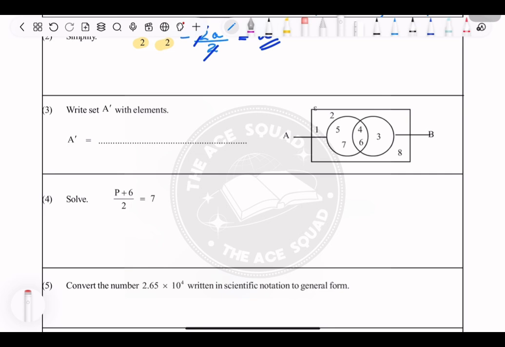Write set A dash with elements. So what does A dash mean? A dash means whatever is the elements that are outside this set A. So whatever is coming outside, you must include in this set A dash. So let me just highlight. See whatever is coming out. So whatever is coming in the highlighted regions would be the A dash part. Okay, so the numbers that come for A dash are 1, 2, 3, and 8.